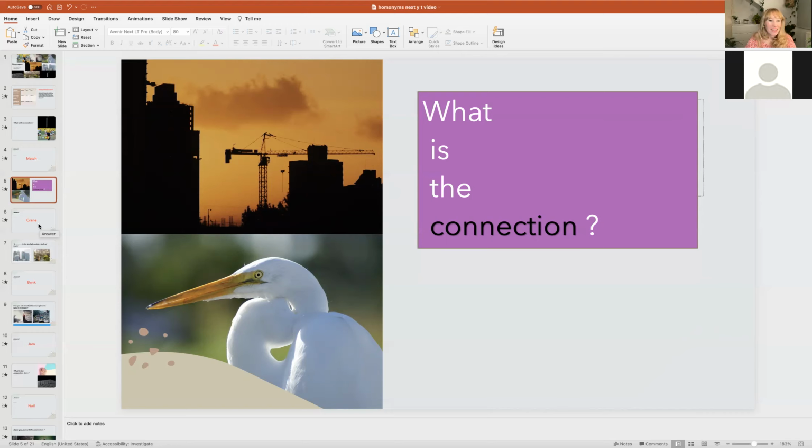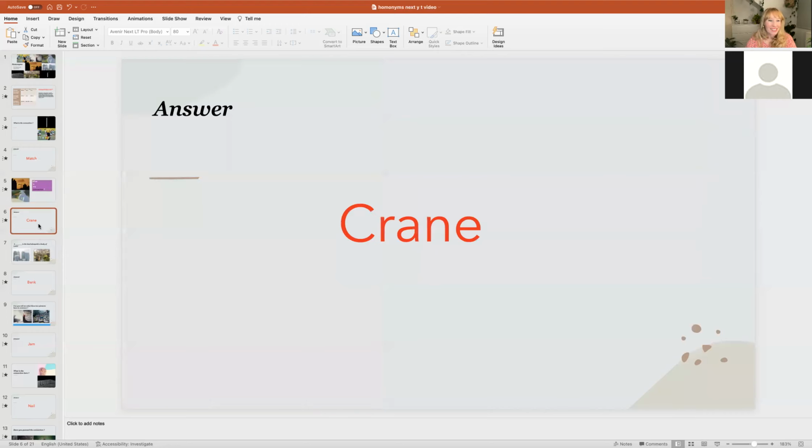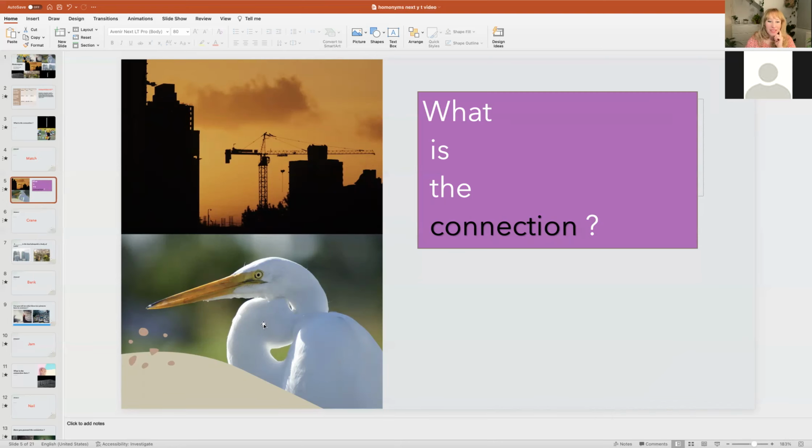Well done. So the answer is crane. The name of the bird is a crane and the name of this building apparatus or equipment is called a crane too.